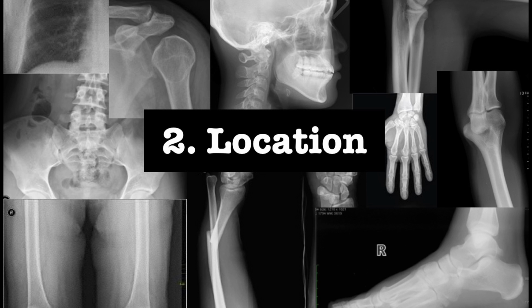So step 2. Determine the location of the fracture. Name the bone involved. Is it the femur, the humerus, or the ulna, for example? And the part of the bone affected. Does it affect the head, the shaft, or the joint surface? Extra-articular fractures are usually less complicated unless they are comminuted.